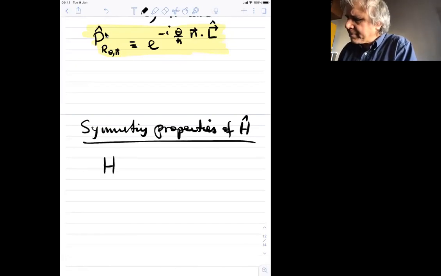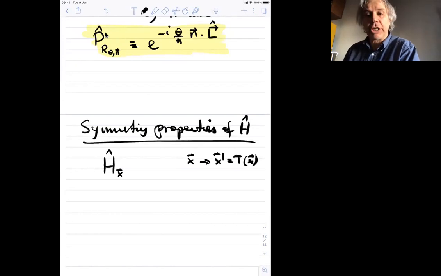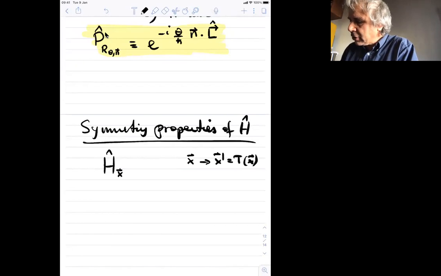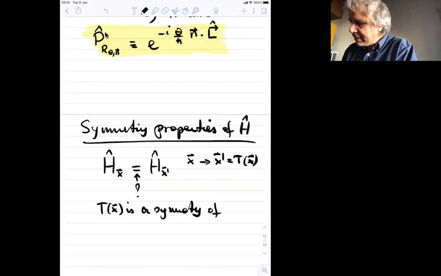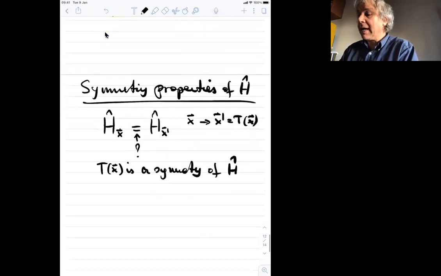Now, if I have some Hamiltonian expressed in the variable x, I can do a transformation of the x into x prime, which is this T of x, a translation, rotation, whatever. And I would like to know how this Hamiltonian is connected to the Hamiltonian in the new variable. What is the relationship? Now, if the two are the same, then you say that T is a symmetry of the Hamiltonian. So if the Hamiltonian expressed in the two variables are the same, then T is a symmetry.